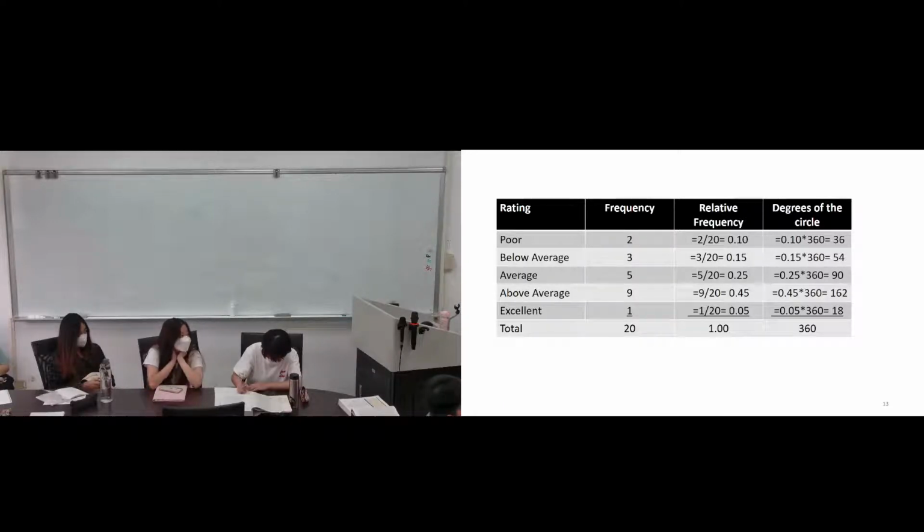The last one is excellent. Excellent, the class has a relative frequency of 0.05. We multiply it by 360 degrees, which is 18. So in a pie chart, we use 18 degrees to specify the 5% that rate excellent.